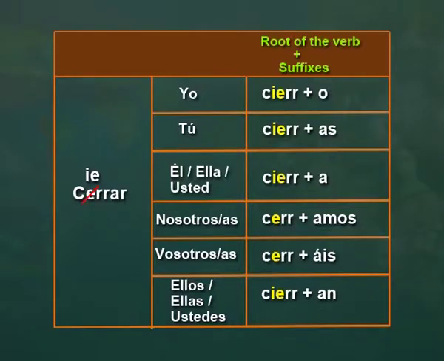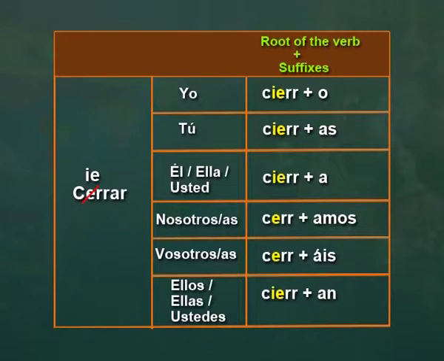So, conjugate the verb cerrar is going to be, as I said to you, the first vowel E is going to be changing to IE. So, it is going to be cierro, cierras, cierra, cerramos, cerráis, cierran.